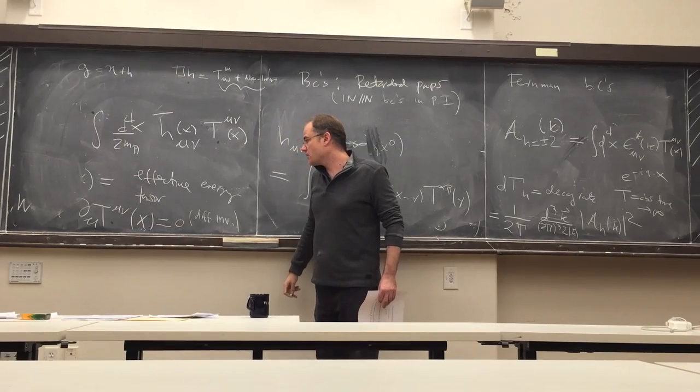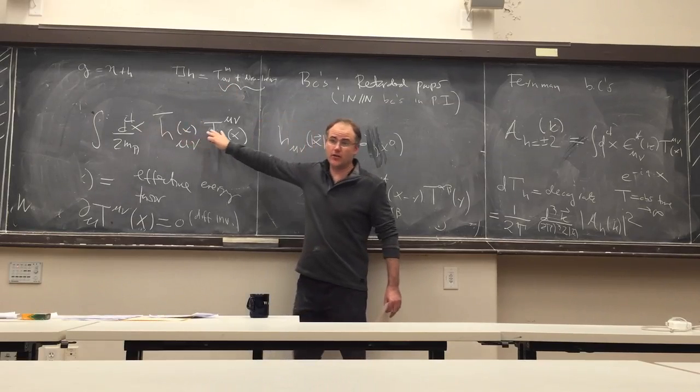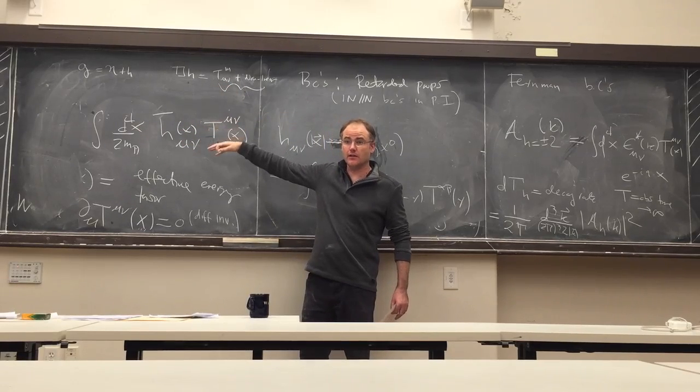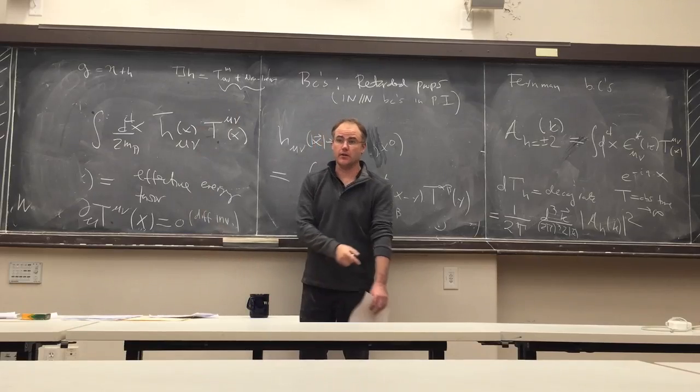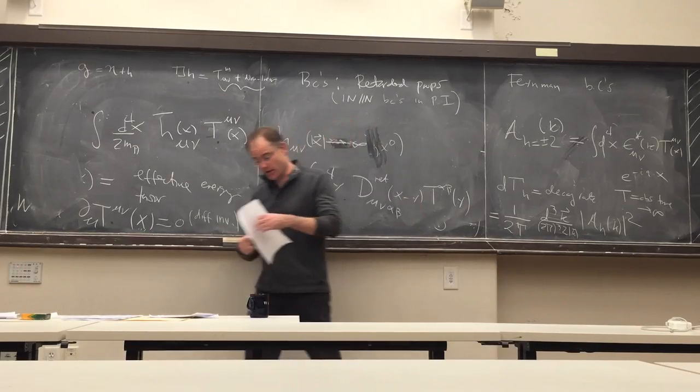So in field theory, the interpretation of this thing is as the one-point function. It's the linear thing in a background gravitational field. So that's what it is.